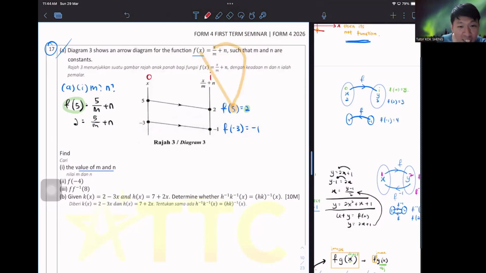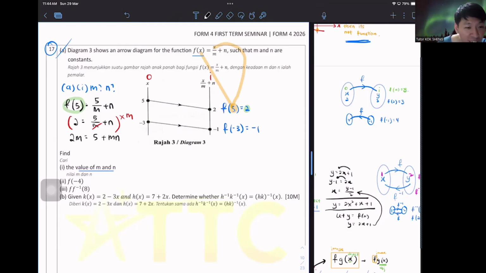So let's continue here. We simplify first. Because of the fraction, we can get rid of the fraction first. Multiply the whole thing by m, and you can cut this off. I think it'll be easier. No more fraction: 2 times m equals 5, followed by mn.